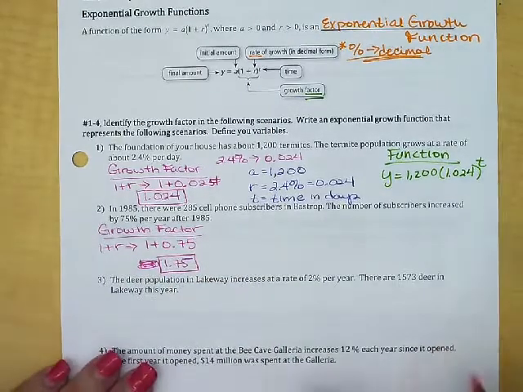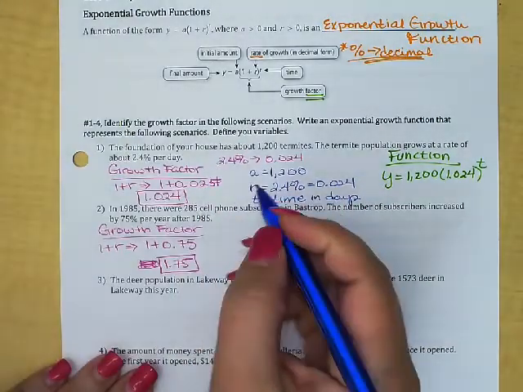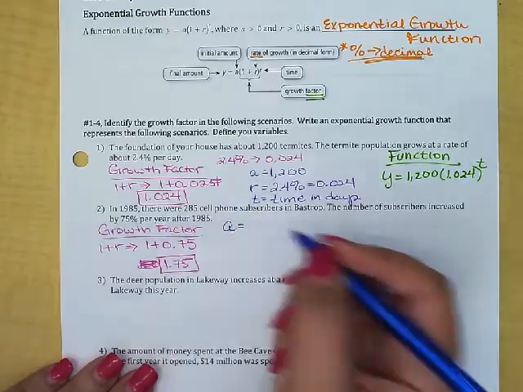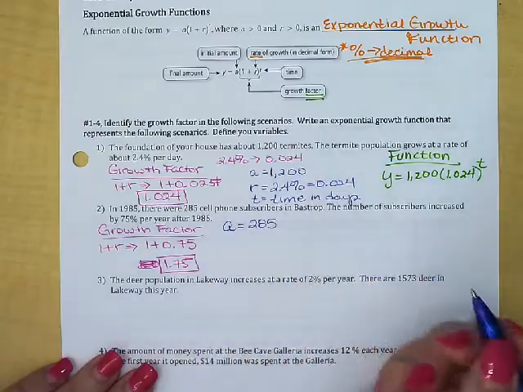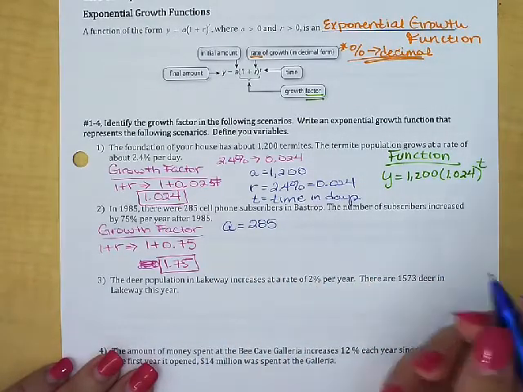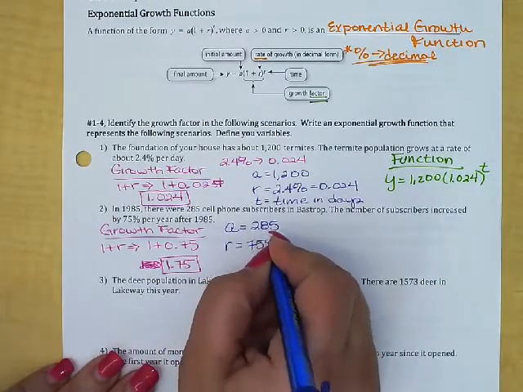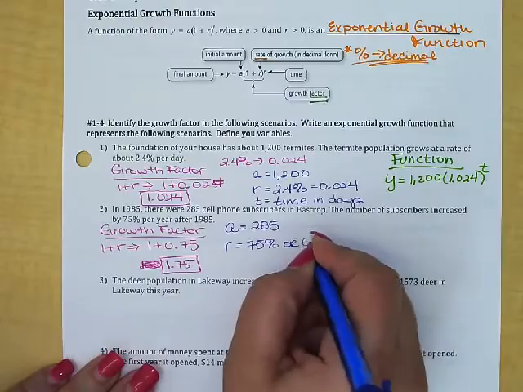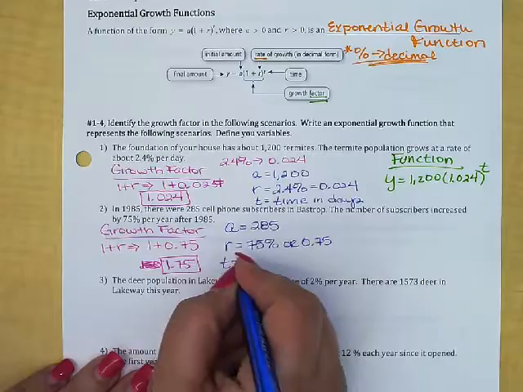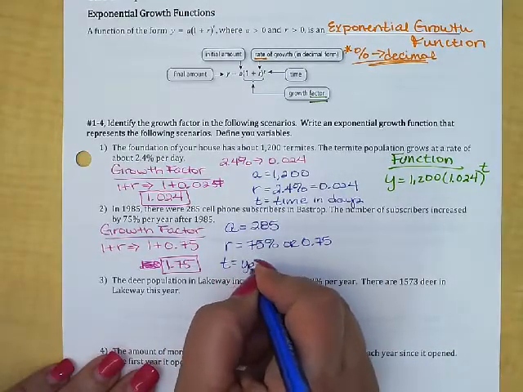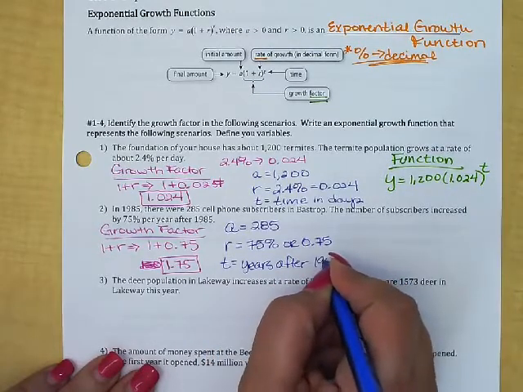Okay, so there it is. That's going to be our growth factor that we're going to multiply our initial quantity by. Let's define our variables. So in this case, A is going to be our initial quantity. It looks like in 1985 we started with 285 cell phone subscribers in Bastrop. Our R, or our rate of increase here, is 75%, or if we use that as a decimal, 0.75. And T is going to represent the number of years after 1985.